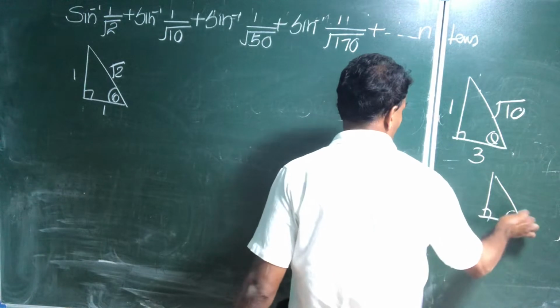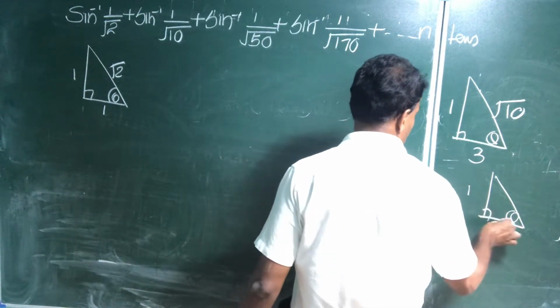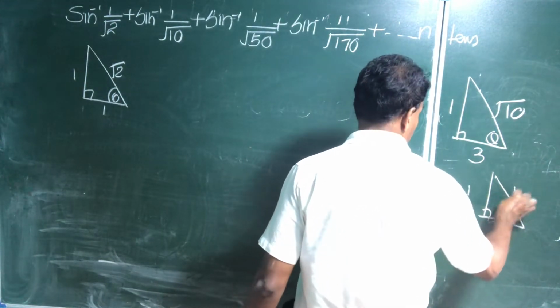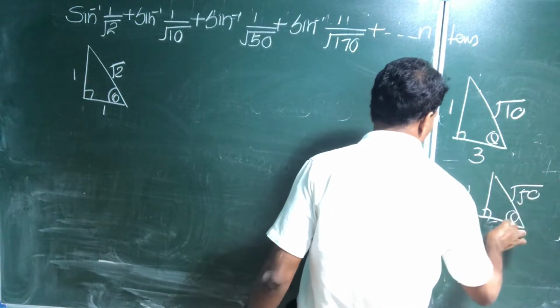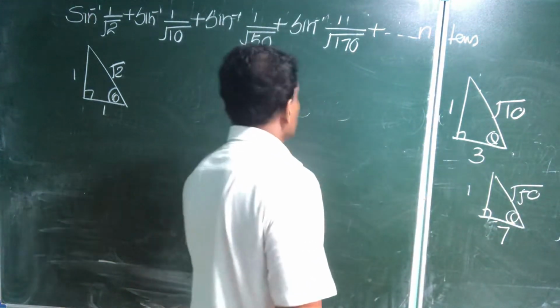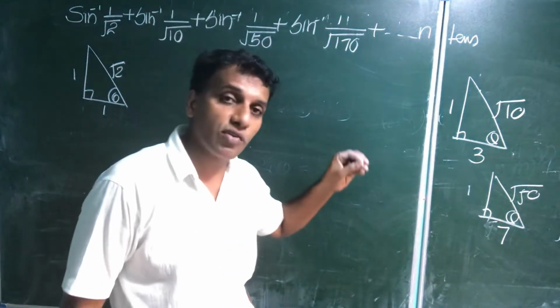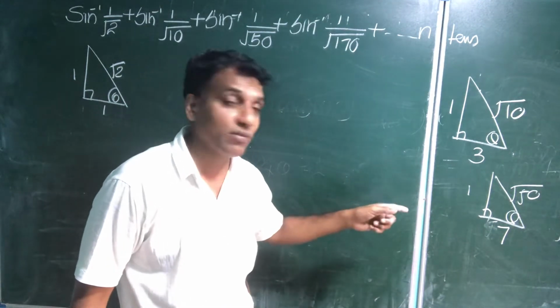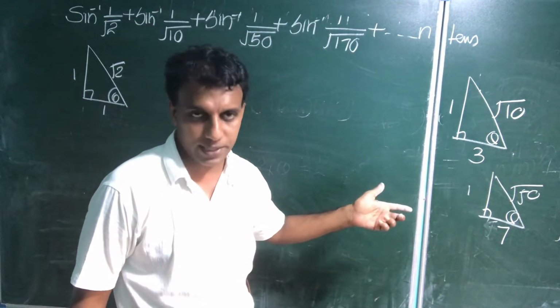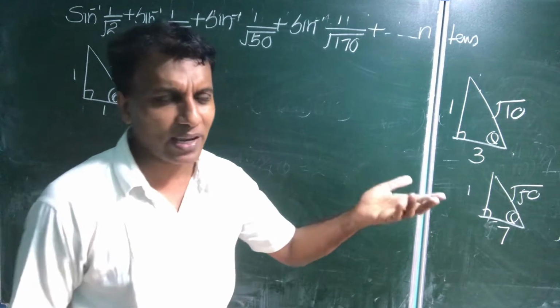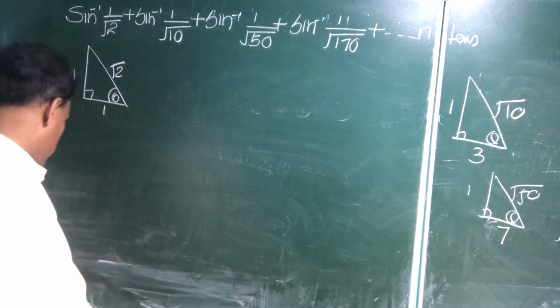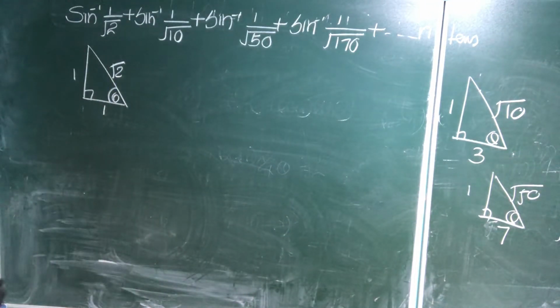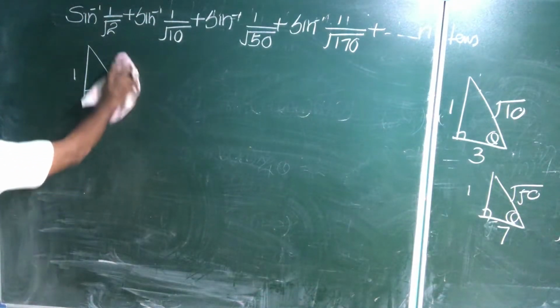Or the next one also, the same pattern. If I say theta or alpha, here 1, here root 50, sine is 1 over root 50. Therefore 49, 7. So sine inverse 1 over root 50 means tan inverse 1/7. Therefore the easy method, I think you can convert everything into tan.